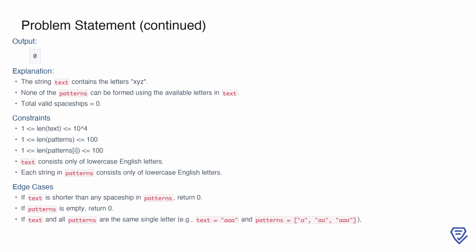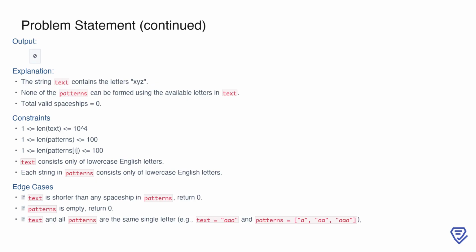In the third example, text is XYZ, and the patterns are ABC, DEF, GHI. The letters in text are X, Y, and Z, none of which match any of the patterns. Since none of the patterns can be formed using the given letters, the total number of valid spaceships is 0. This highlights that if the letters in text don't overlap with the letters in the patterns, no valid spaceships can be created.